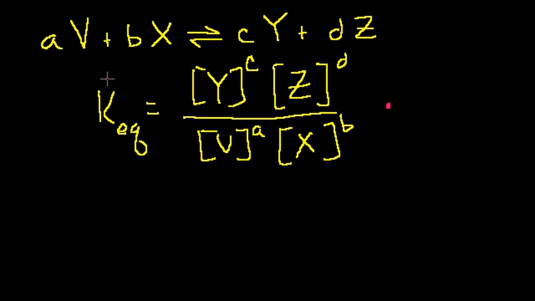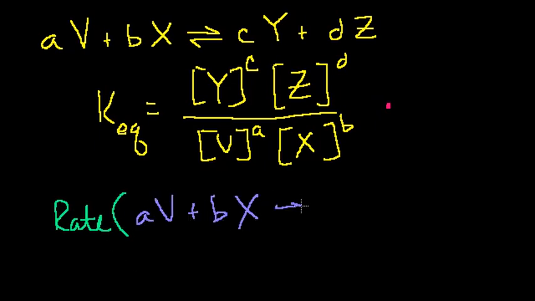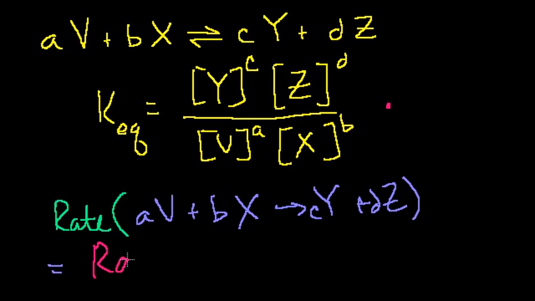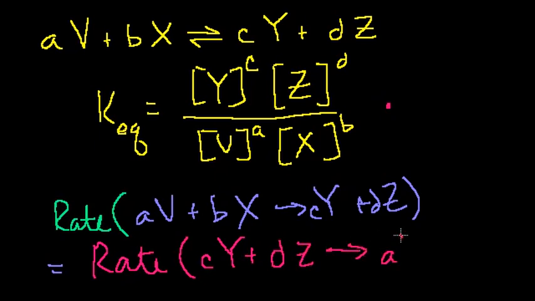It means that the rate at which the forward reaction is happening, so that means the rate of this happening, of V plus X turning into Y plus Z. We can't forget the coefficients, right? Is going to be equal to the rate of the reverse reaction. So our C moles of Y plus D moles of Z going the other way, turning into the V and the X with certain ratios.